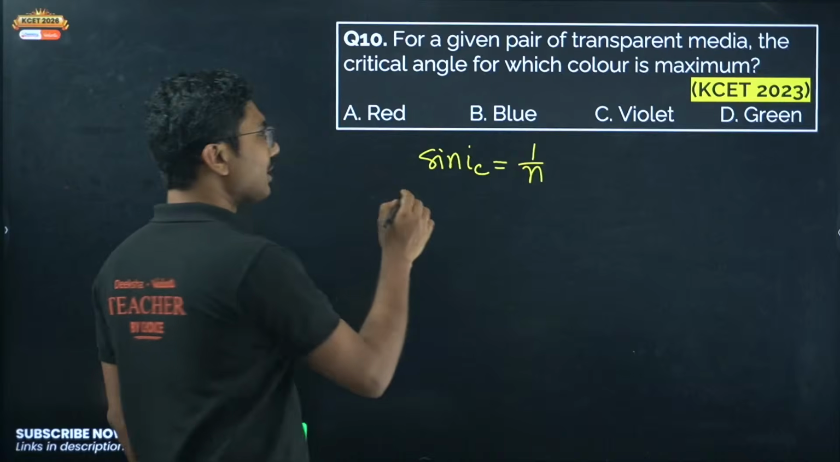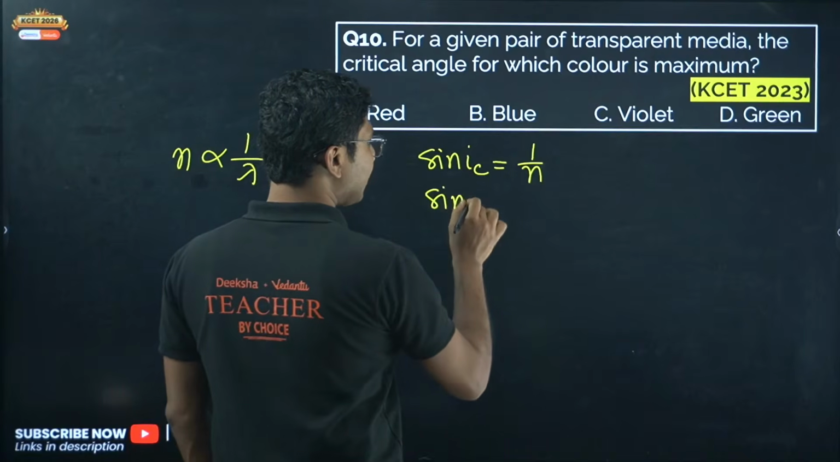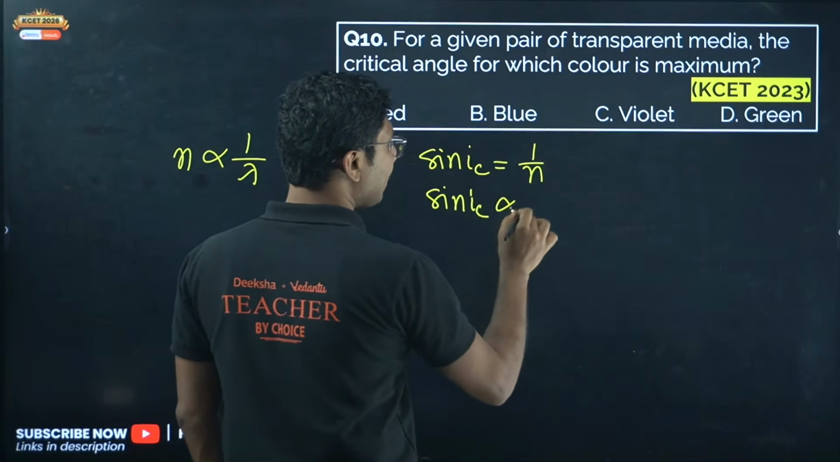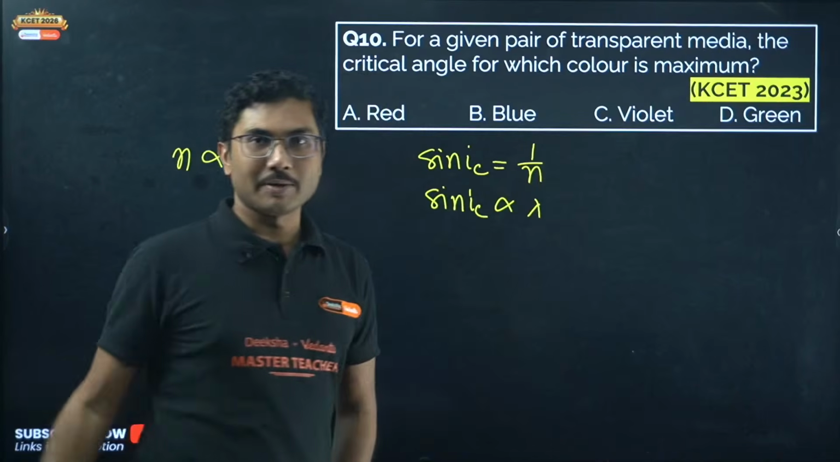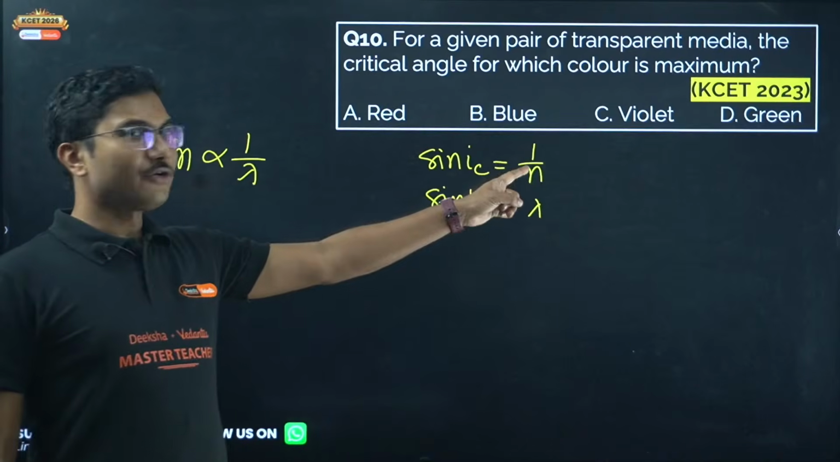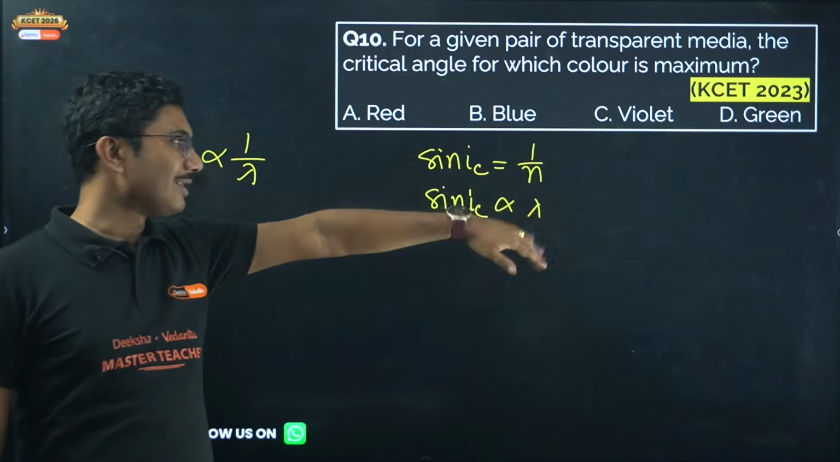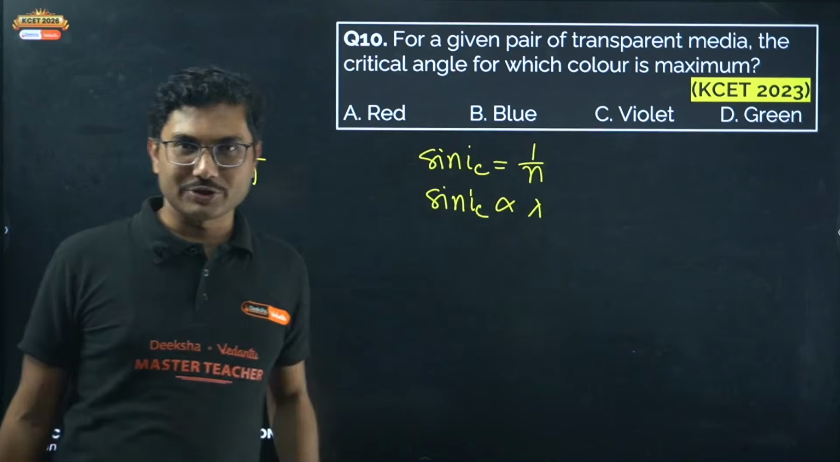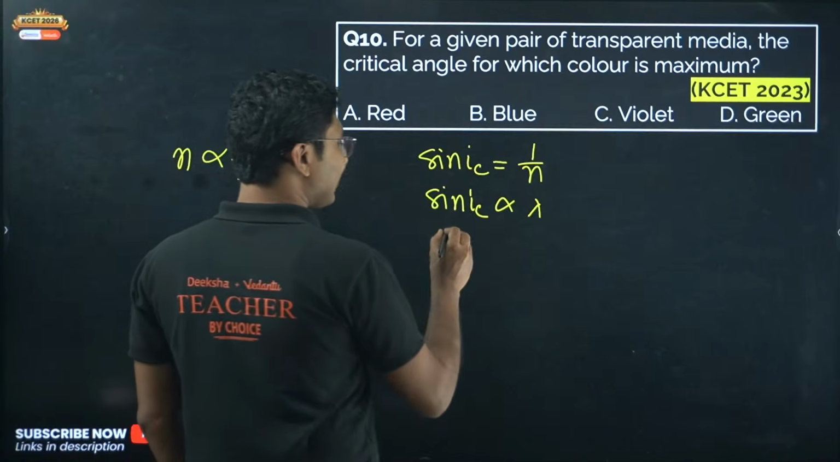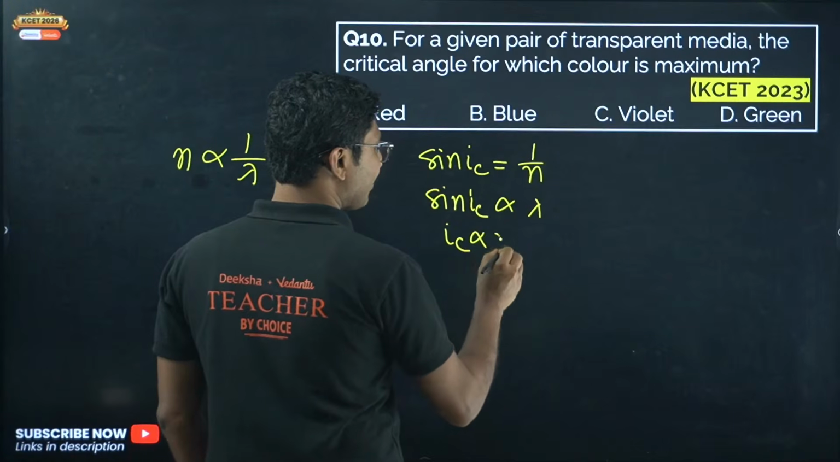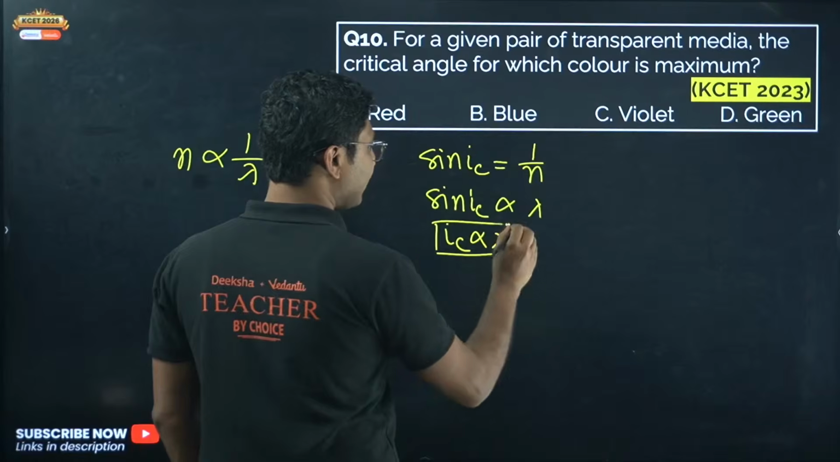So what will be the relationship with sin IC? Sin IC will be directly proportional to wavelength lambda. Right? Enemy of your enemy is my friend. So both of them are inversely proportional, that means it will be directly proportional. So we can say that IC is directly proportional to lambda. It is only possible for sine angles.